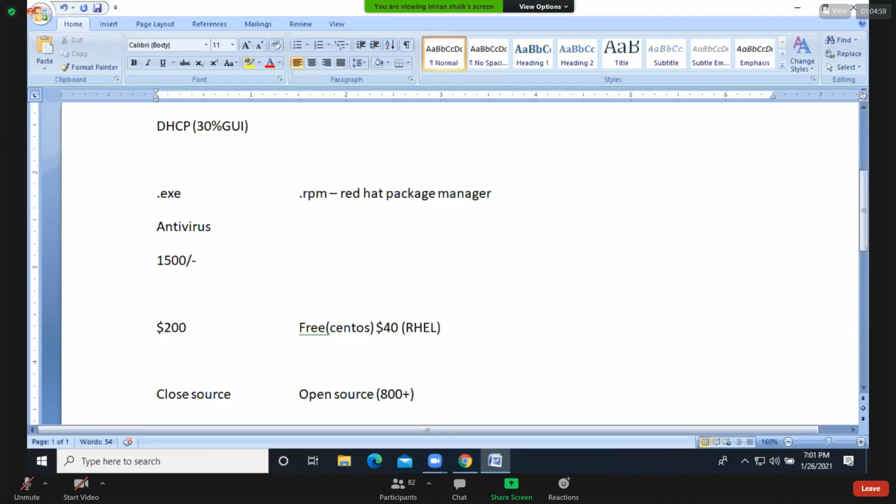As of now we have 800 plus flavors like CentOS, RHEL, Ubuntu, Kali Linux, SUSE Linux, Fedora. Like this, we have 800 plus flavors. And Android also is inspired by this open source only. So who introduced Android? Google. Google introduced Android with the help of this source code itself.